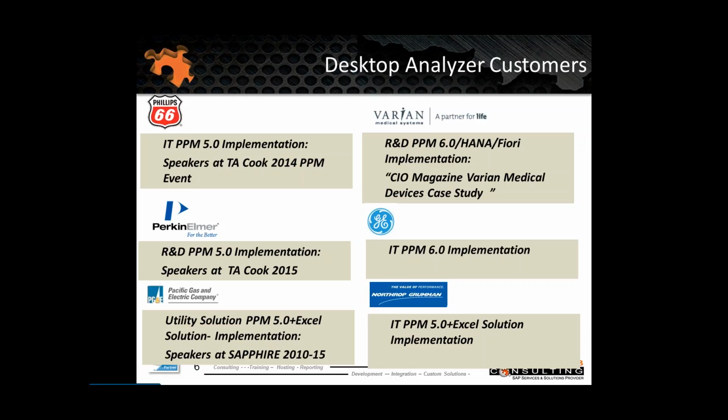Varian Medical is a multi-year project and portfolio management client, deployed on 6.0 HANA with a Fiori front end and Desktop Analyzer. We were fortunate enough to have them present a showcase case study with us in CIO magazine in 2014. Other showcase clients include GE, Pacific Gas Electric, and Northrop Grumman. Pacific Gas Electric will also be at the TA Cook event, showcasing their power generation solution and talking about their experience with our Excel-based tools.